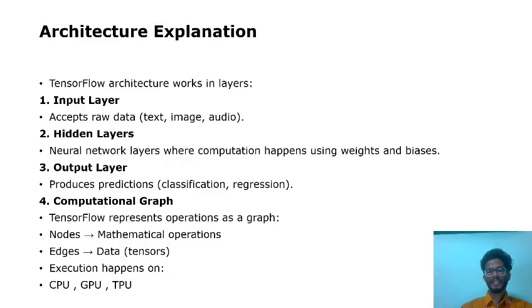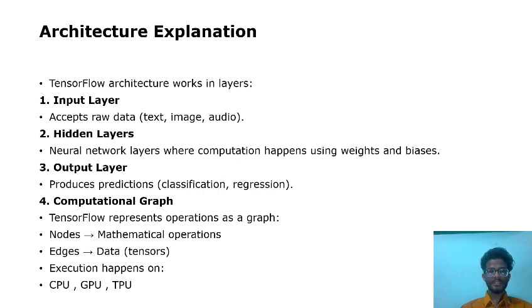Then what is the architecture explanation? TensorFlow architecture works in the form of layers. It has three different kinds of layers: input, hidden, output. So what is the input layer? The input layer will accept raw data like text, image, audio. Means the user will give the input in the form of text, image, or audio.